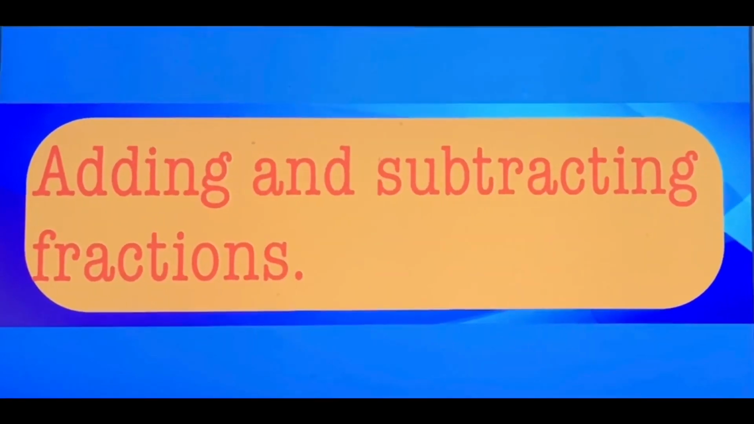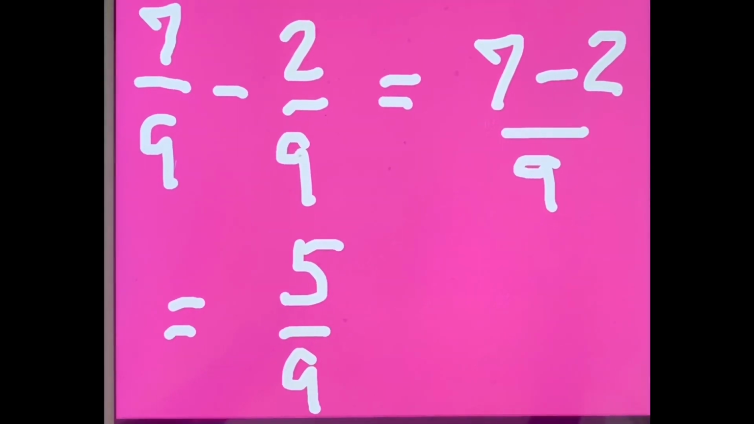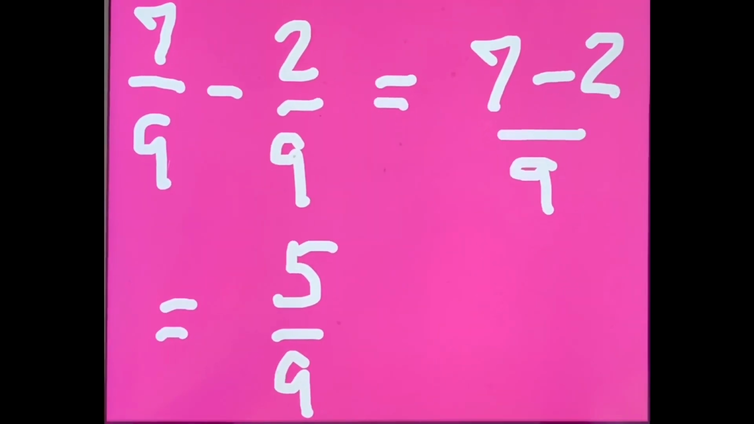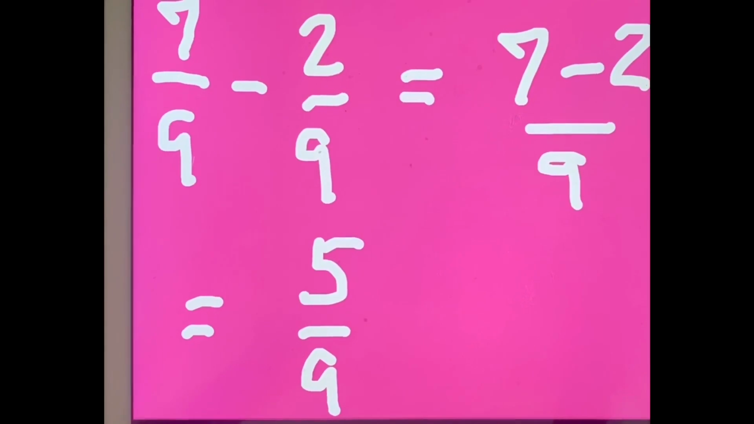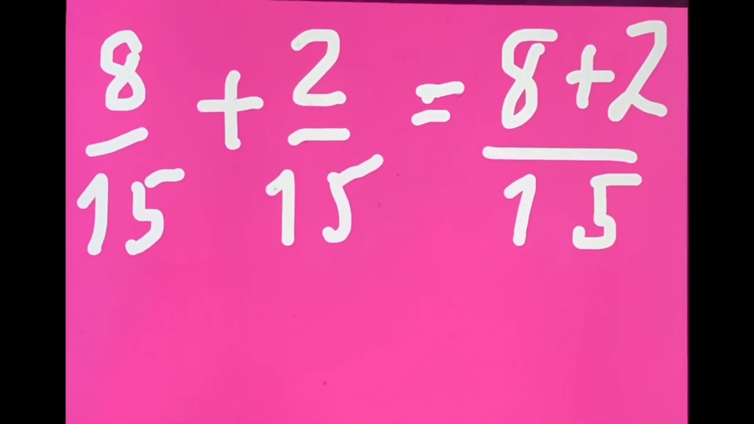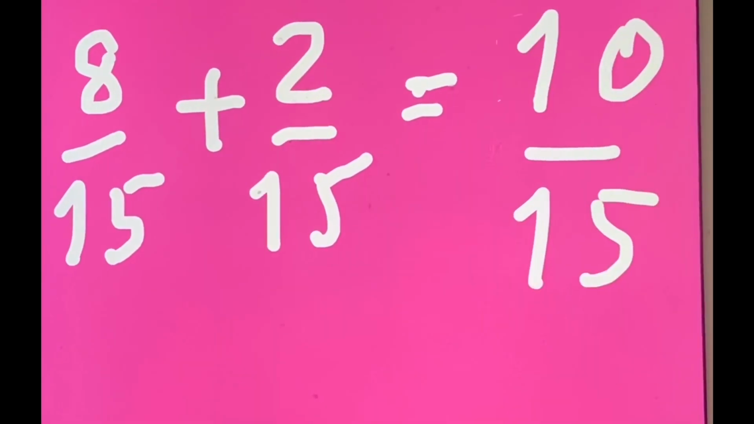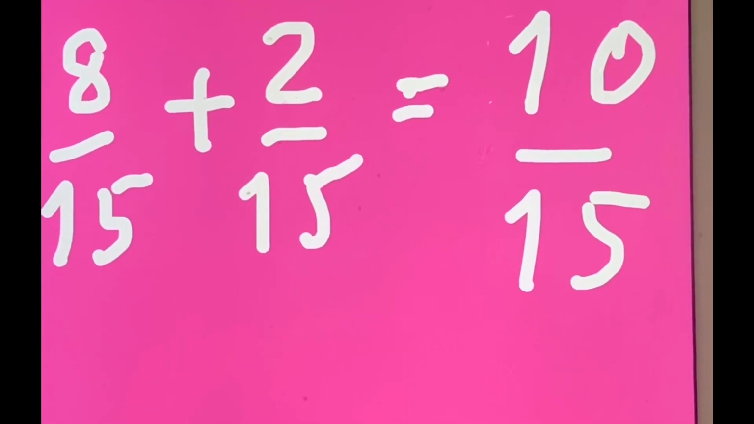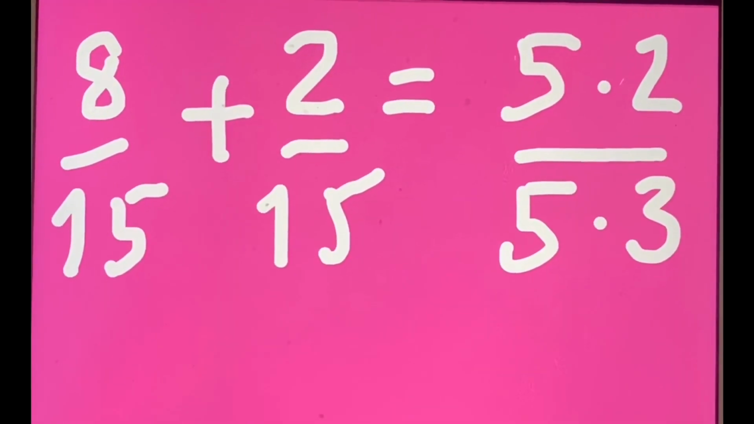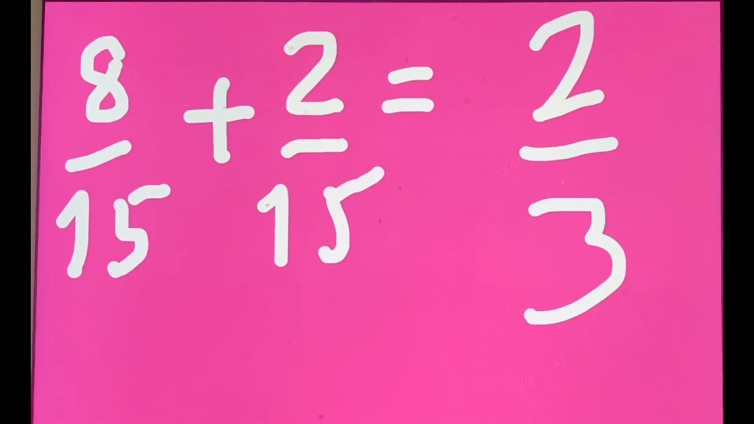Adding and subtracting fractions. When adding or subtracting fractions with the same denominators, add or subtract their numerators. Example, subtracting. Another example, adding. Then we reduce the fraction of the sum.